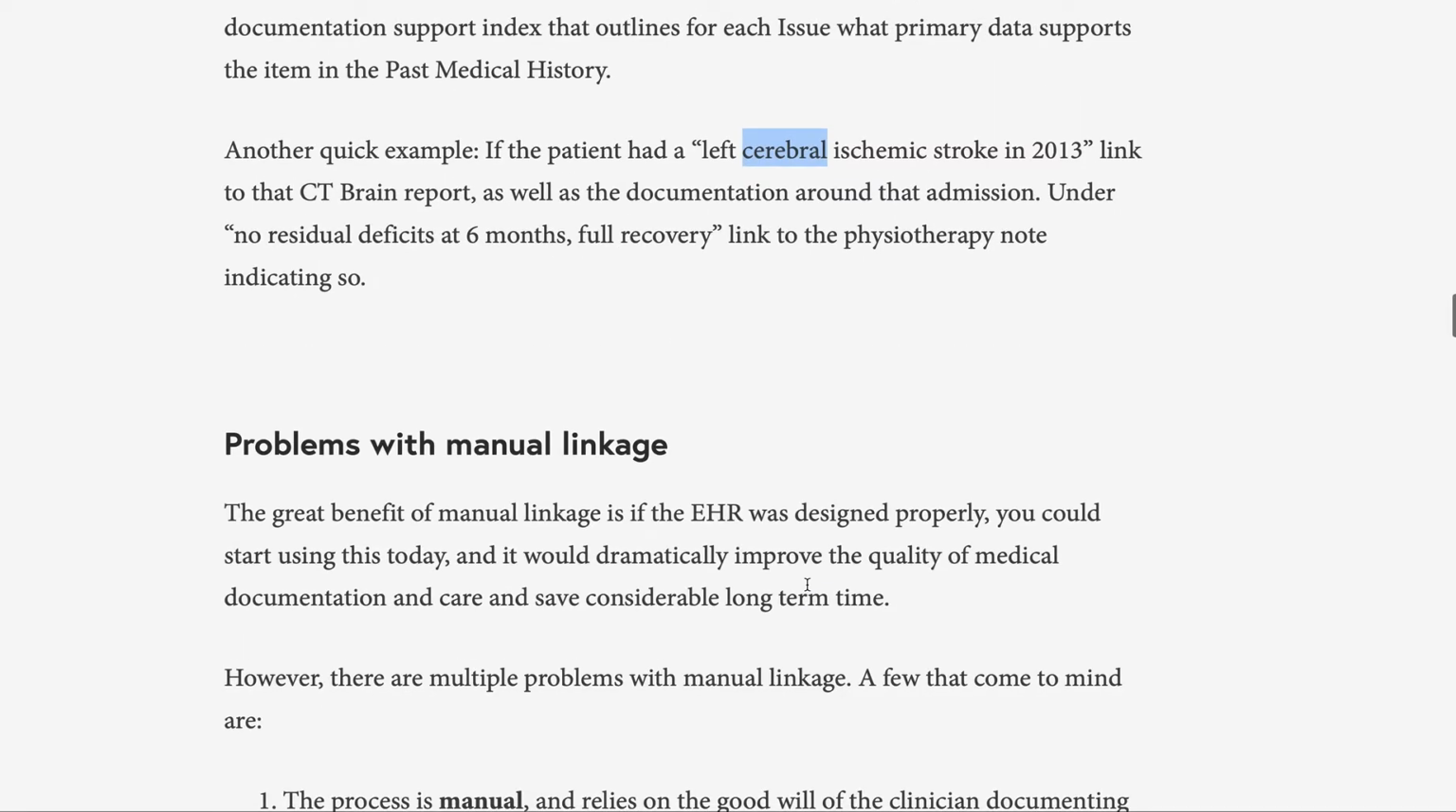And another quick example, if the patient had a left cerebral ischemic stroke in 2013, let's link to the CT brain report. And let's also link to the documentation of that admission. And if we also write under their past history that they have no residual deficits at 6 months and made a full recovery, let's link to that physiotherapy note which indicated so.